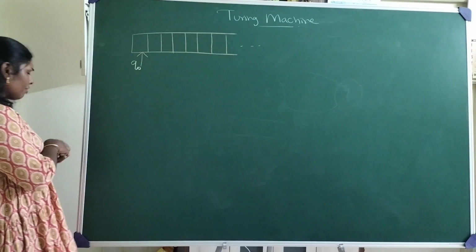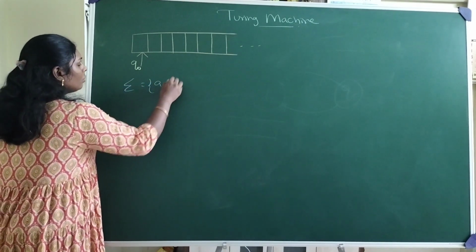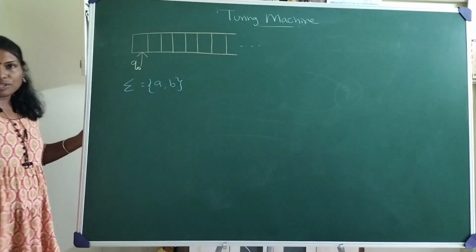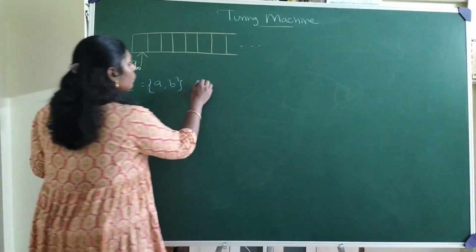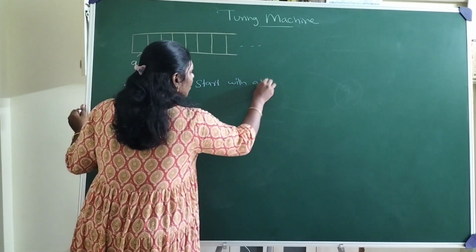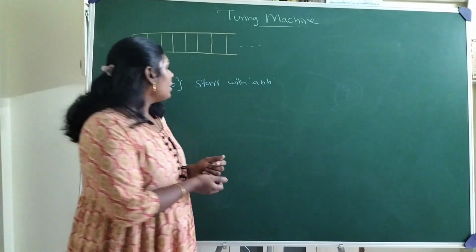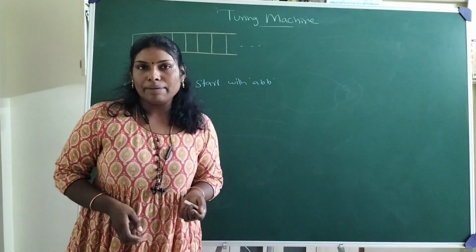Let us consider this language over the alphabet A, B. My input consists of all combinations of A and B, and whenever the input starts with ABB, I have to accept it. If the initial elements are A, B, B, we are going to accept the input.